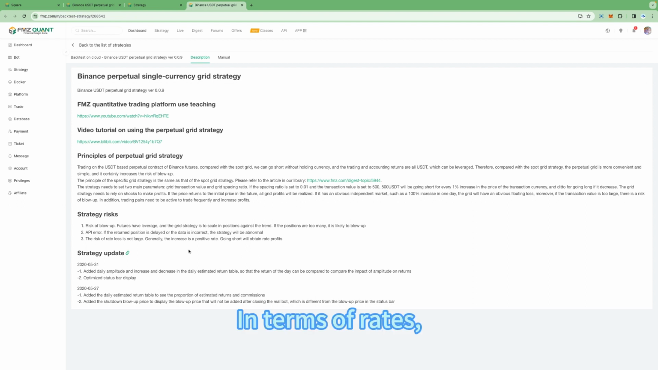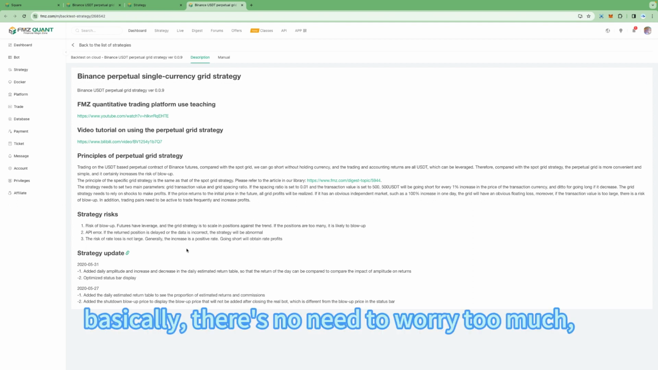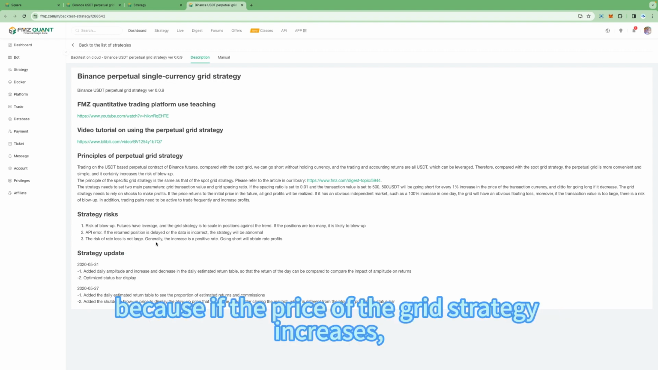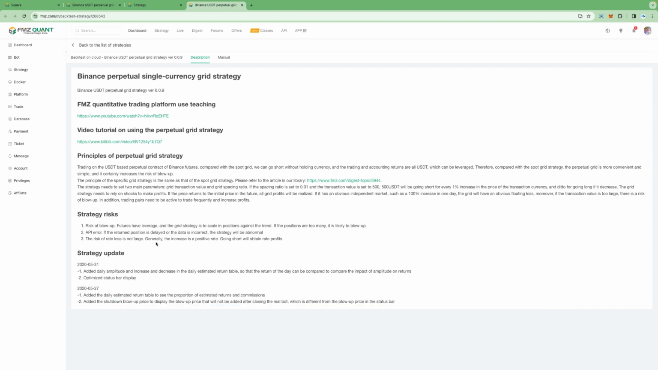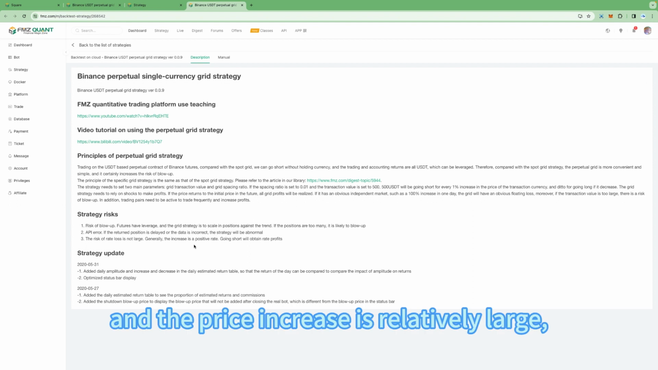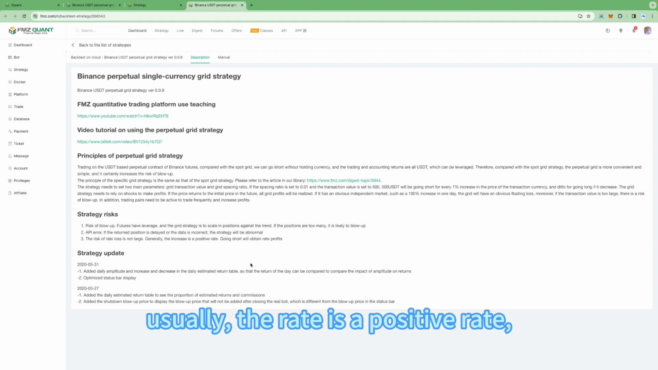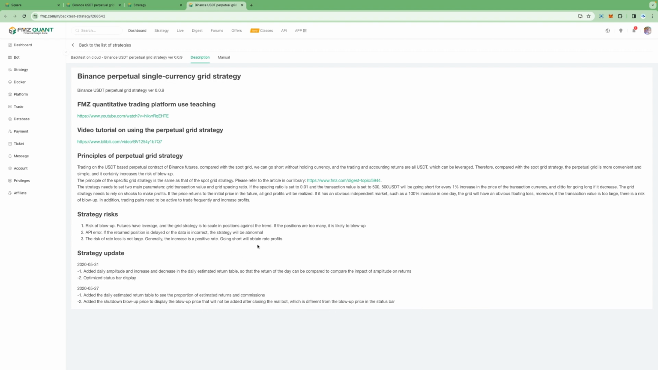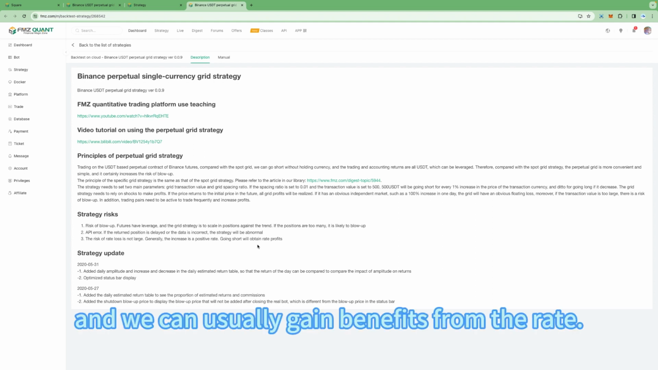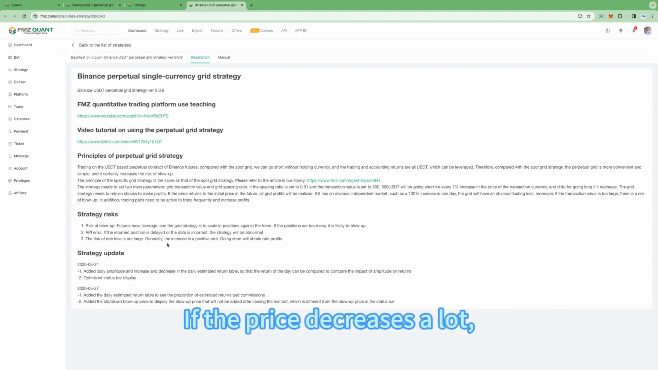In terms of funding rates, basically, there is no need to worry too much, because if the price increases, the grid strategy is short selling, and the price increase is relatively large. Usually, the rate is a positive rate, and since we are short selling, we can usually gain benefits from the rate. If the price decreases a lot, it is the opposite.